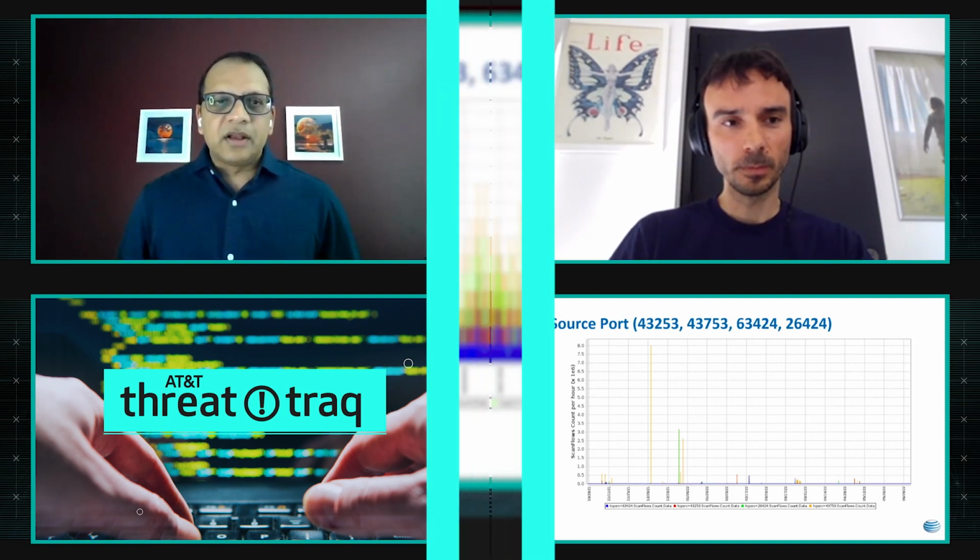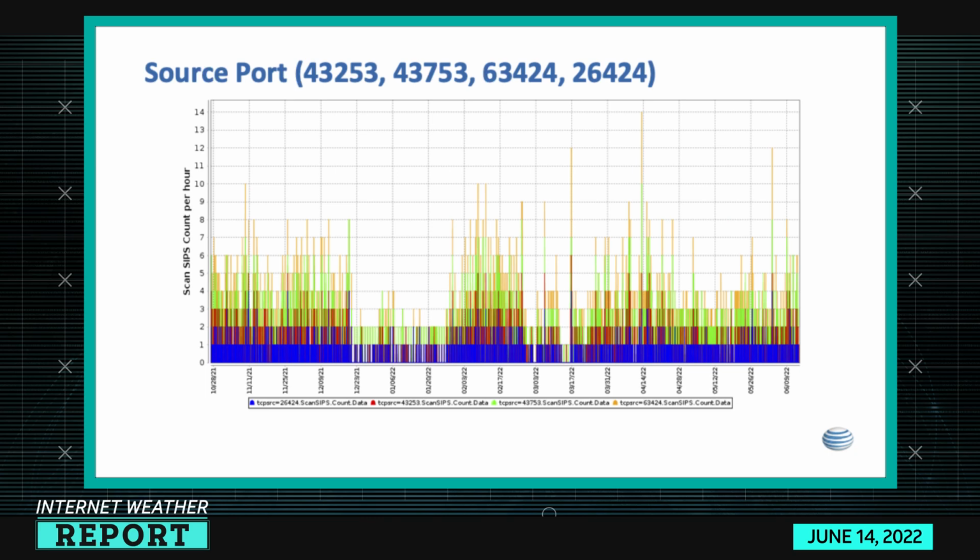There were some spikes for one of the ports, 43753, and afterwards there are little ones. But more or less you see very dormant periods in this graph, except for 63424, where there is constantly some activity, but I'll come back to it in the next slide. In this case, we are looking at the scanning activity and how many IPs, which we call scan sources, are responsible for this scanning activity.